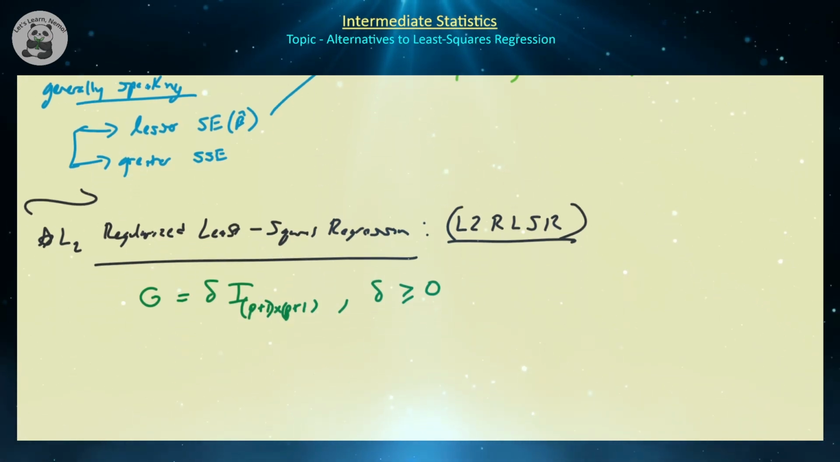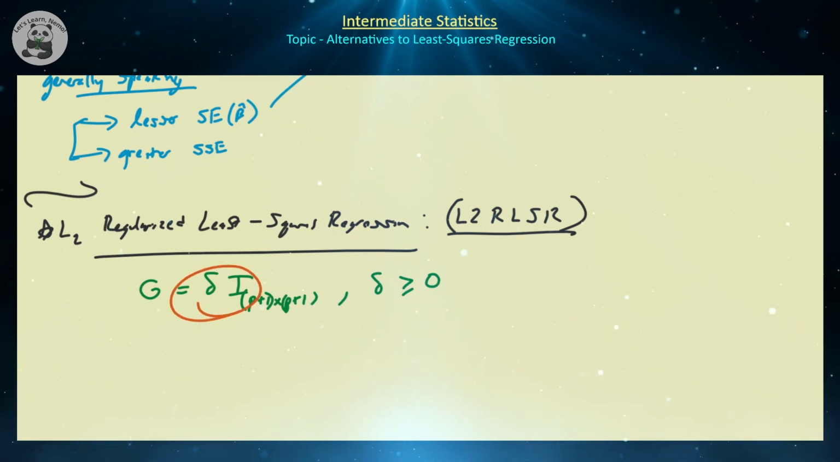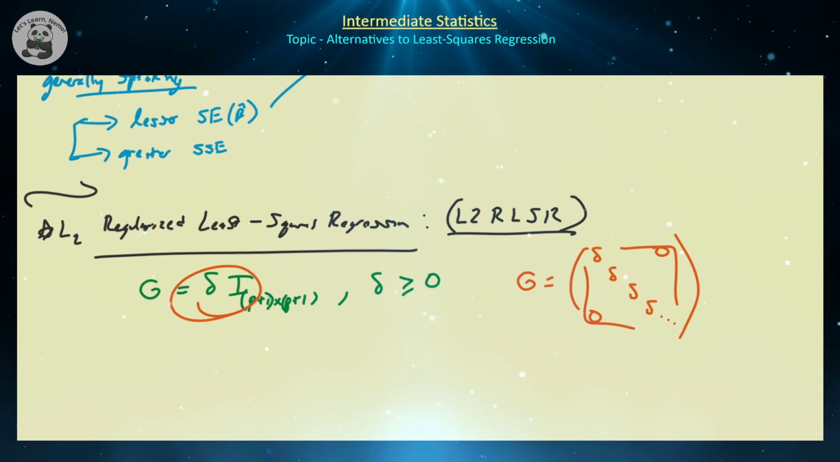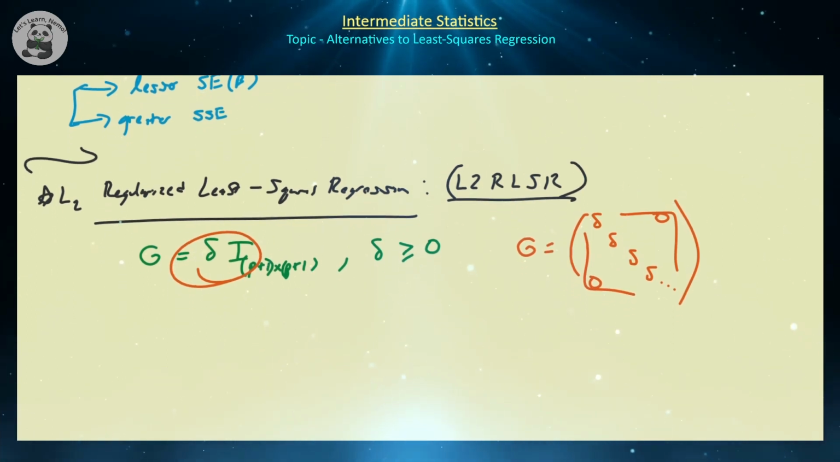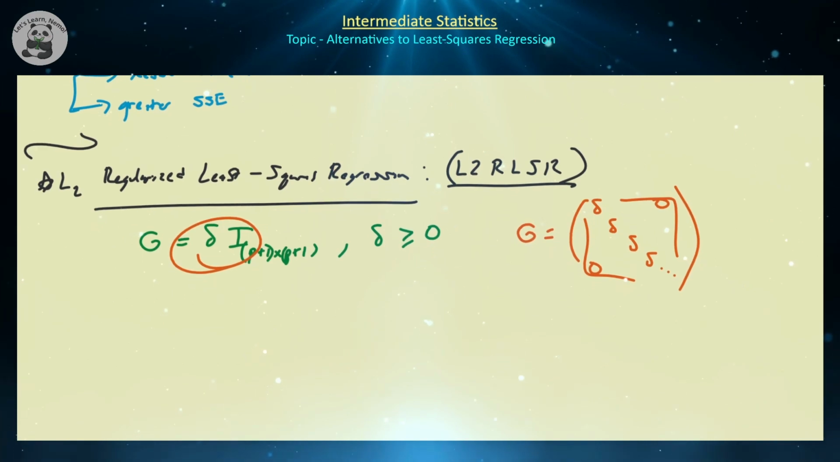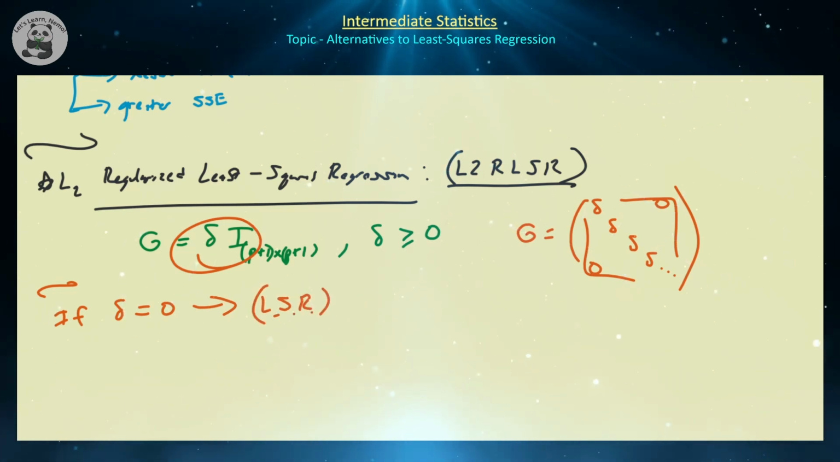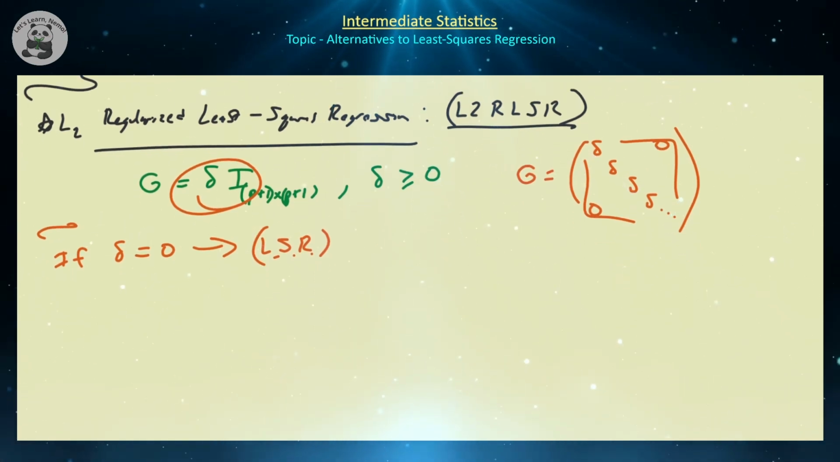So if that is our chosen Tikhonov matrix, and if you want to know what this matrix looks like, G is going to look like delta, delta, delta, delta, all the way down the diagonals with 0 elsewhere, right? So that's a diagonal matrix with deltas on the diagonal, right? So obviously, if delta is equal to 0, then this results in a least squares regression model, or an ordinary least squares regression model, right? So least squares regression is a special case of the L2 regularized least squares regression approach, right? Which of course is a special case of the generalized Tikhonov regularization approach, right?